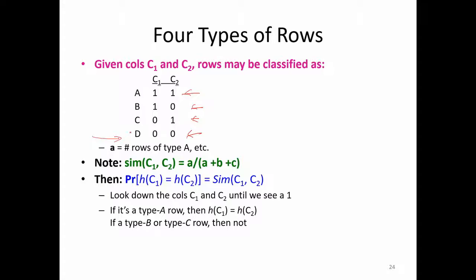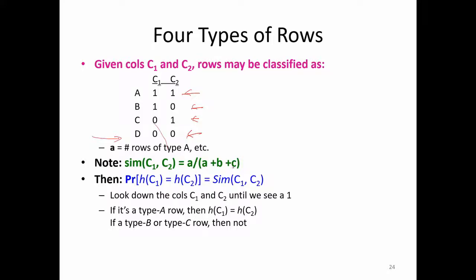Now, in terms of Jaccard similarity, what is the Jaccard similarity? It is the number of type A rows, which we denote by small a, divided by the total number of all the rows, which is small a plus small b plus small c: the number of type A rows plus type B rows plus type C rows. So the Jaccard similarity is a by a plus b plus c.